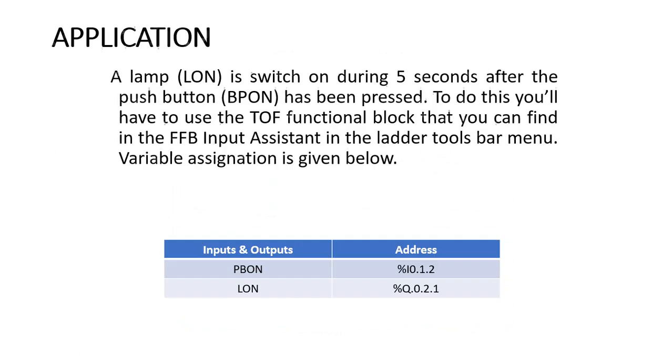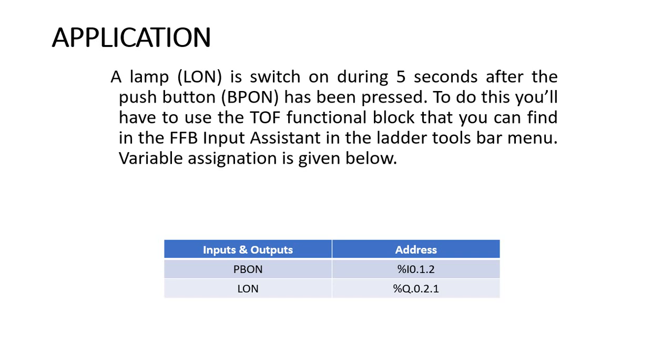Now we are going to design a ladder logic diagram for an off delay timer. The application is that a lamp L1 is switched on during 5 seconds after the push button on has been pressed. To do this, you will use the T off functional block. You can find the functional block in the FFB Input Assistant in the Ladder Tools bar menu.